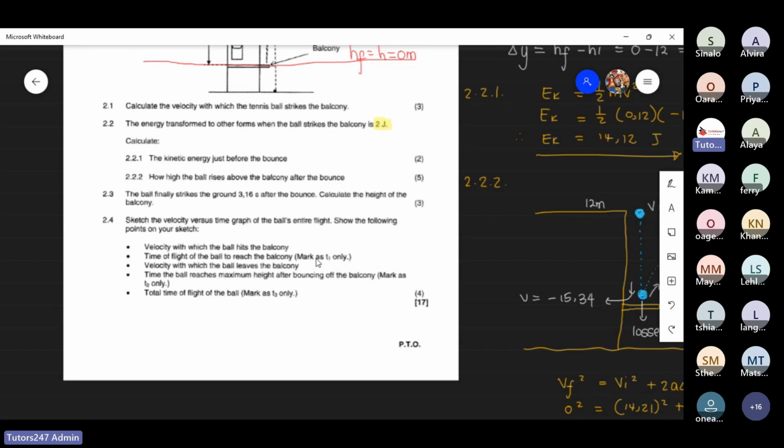So we're going to start our stopwatch at the moment it hits or leaves the ground. So at the moment it leaves the ground, start your stopwatch. 3.16 seconds pass and then the object hits the ground. Now, we need to calculate the height of the balcony. So we are going to use displacement to calculate the height of the balcony.